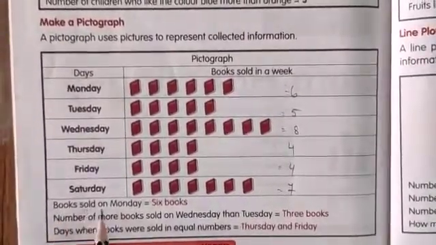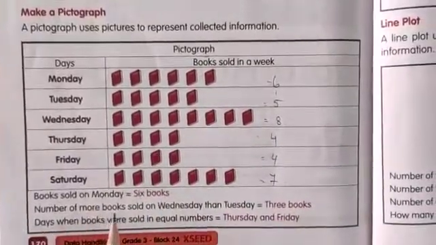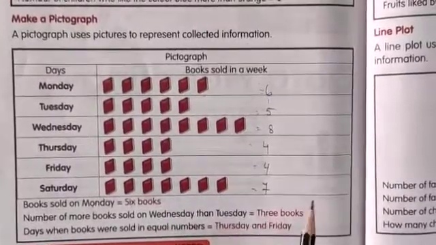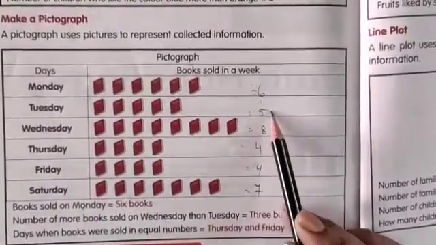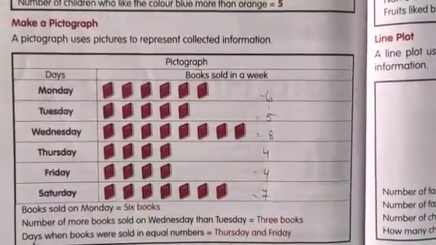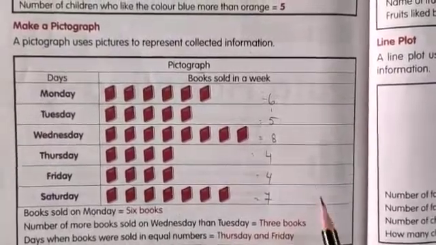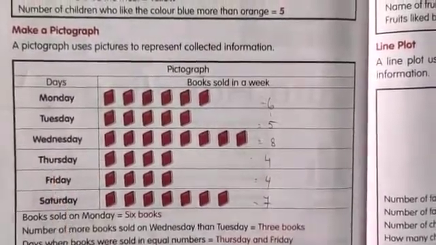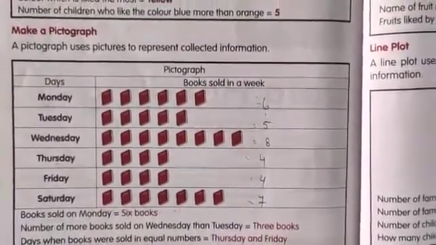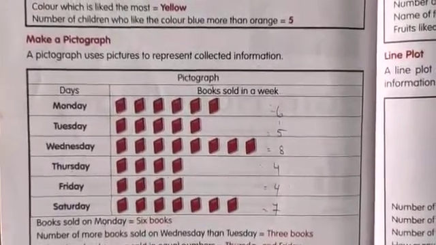Okay, books sold on Monday. How many? 6. 6 books. Number of more books sold on Wednesday than Tuesday. So how many? Here 8 and here 5. Right? So 3 books more on Wednesday. Days when books were sold in equal numbers. When? 4 and 4. Thursday and Friday. So pictograph is nothing but you have to draw the pictures. That's it. Okay children?